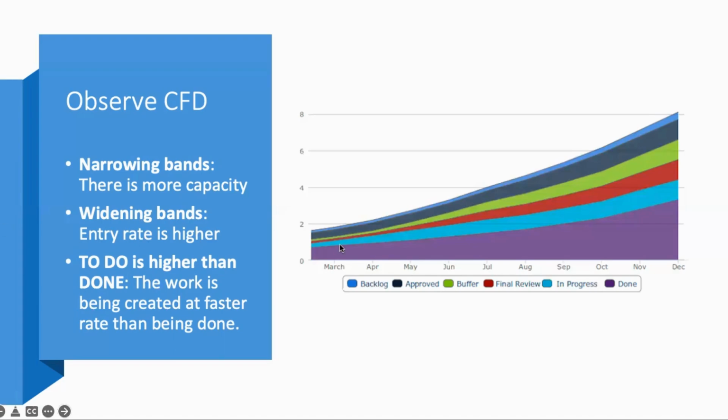If you see a widening band in between, that means the entry rate is higher. That means you are consuming more than you can deliver. So there will be a higher wait time in that particular stage.